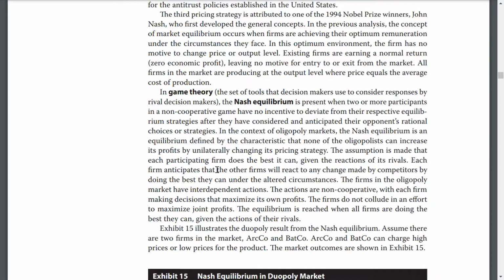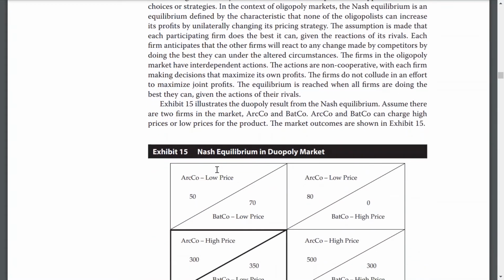Each firm anticipates that the other firm will react to any changes made by competitors. Firms in the oligopoly market have interdependent actions. The actions are non-cooperative, with each firm making decisions that maximize its own profit. The firms do not collude in an effort to maximize joint profit. The equilibrium is reached when all firms are doing the best they can given the actions of their rivals.